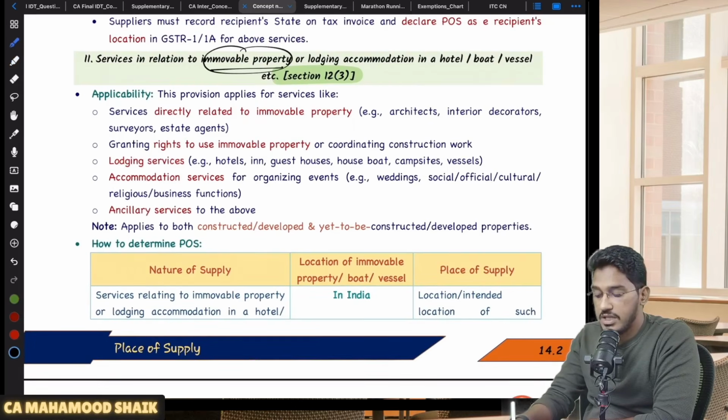Sir, what do you mean by services in relation to immovable property? Let us say, for example, architect services. An architect is providing a building plan.